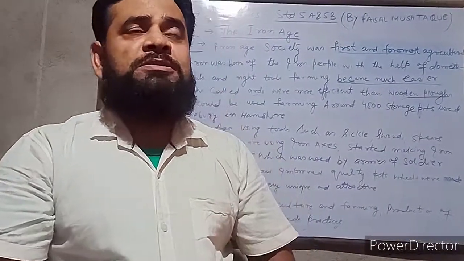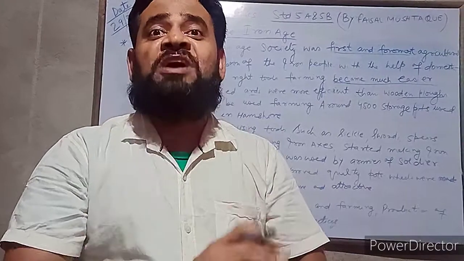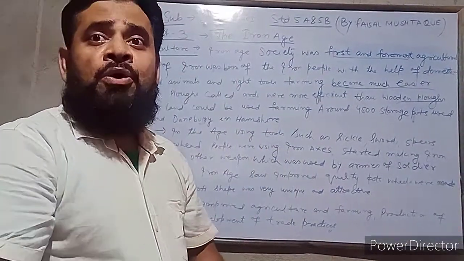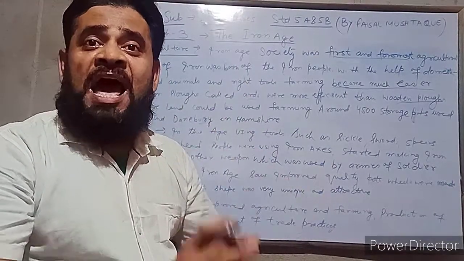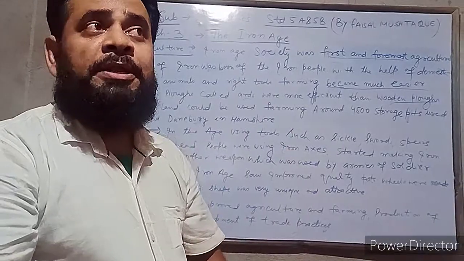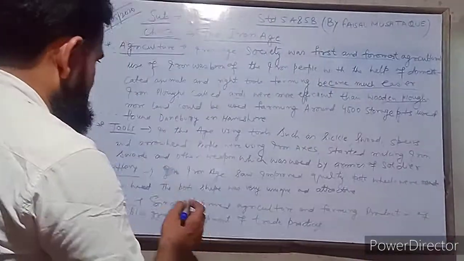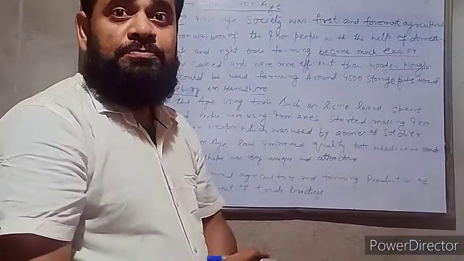Then after harvesting crops, how to store the harvested crops? So they made storage pits. 4,500 storage pits have been found in particular at Danebury in Hampshire.